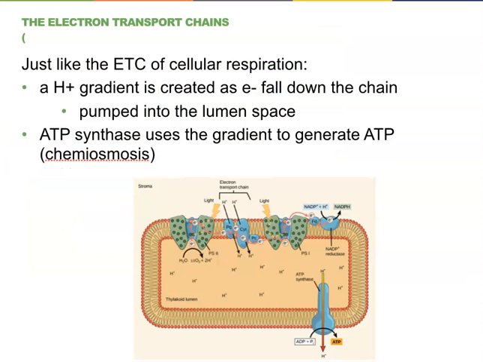And just like the electron transport system in respiration, down here in the lower part of our cartoon, the ATP synthase uses that gradient to generate ATP through chemiosmosis. We'll probably ask what the major enzyme of the mechanism of chemiosmosis is, and that is ATP synthase. How can it do this? It takes advantage of the hydrogen proton gradient as a result of the splitting of water.